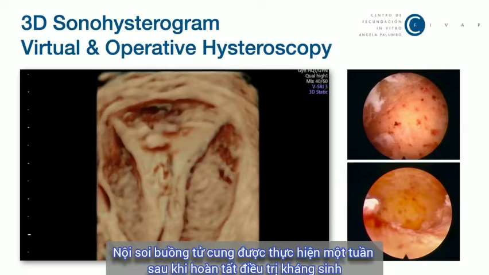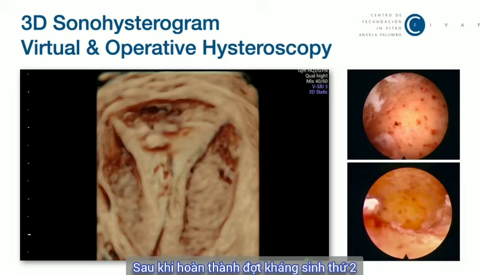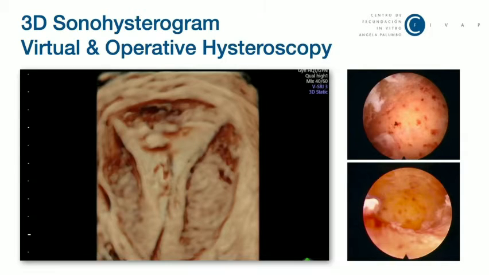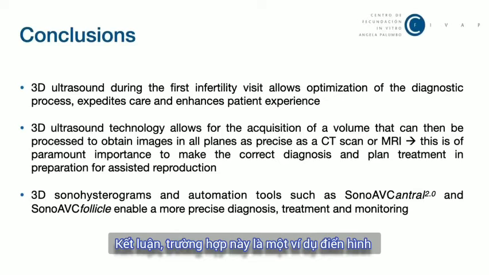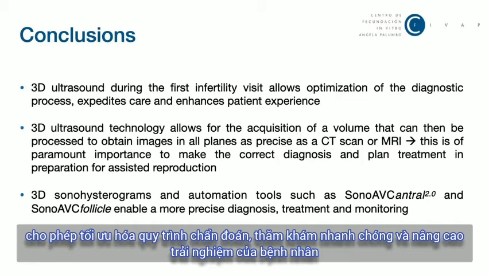Hysteroscopy was performed 1 week after completion of antibiotic treatment and showed persistent chronic endometritis, which was confirmed by pathology. After completion of a second course of antibiotics, an endometrial biopsy showed absence of endometritis. In conclusion, this case represents a good example of how 3D ultrasound during the first infertility visit allows optimization of the diagnostic process, expedites care, and enhances patient experience.